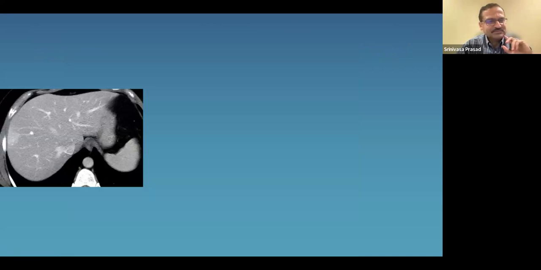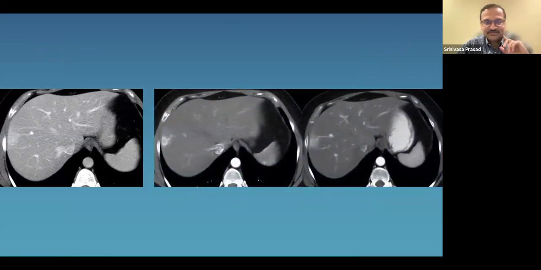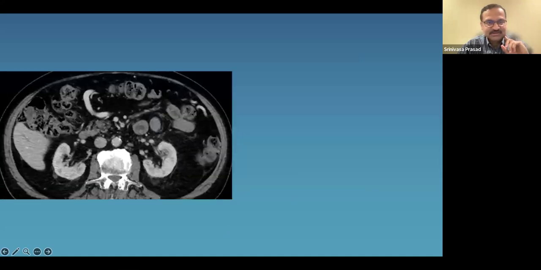Here is another example. It's very difficult to see what's happening. There's some perfusion change in the periphery of the right liver. And sure enough, this was a patient with neuroendocrine metastasis. And if we don't obtain the arterial phase images where you see the lesion, one can easily miss the tumor.